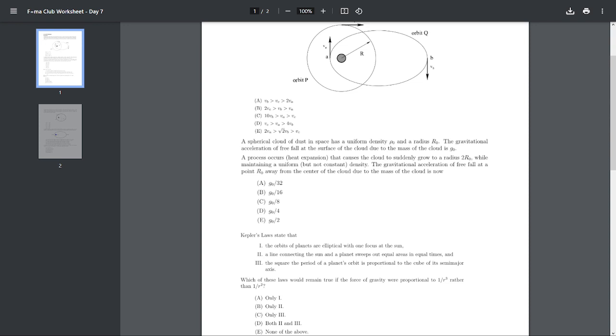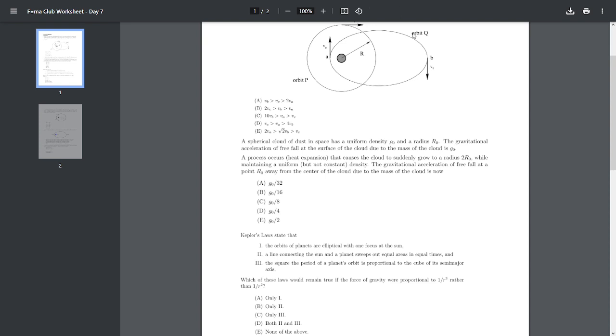So let's read this out. A spherical cloud of dust in space has a uniform density of rho and a radius r. The gravitational acceleration of free fall at the surface of the cloud due to mass is g naught. A process occurs that causes the cloud to suddenly grow to a radius of 2r while maintaining a uniform but not constant density. So the density changes, the radius changes. The gravitational acceleration of free fall at the point r naught, which was the original radius, due to the mass of the cloud, is now something else.